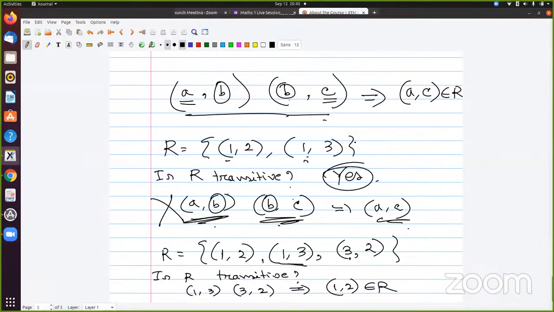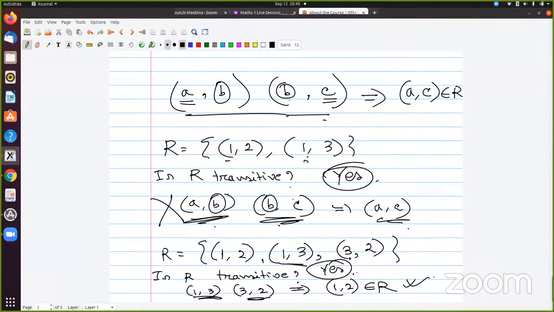So what I am saying, 1 comma 2 must be there. Is it there? Yes, sir. Is there any other pair for which we have to check this type of pair? No, sir. It's just 1 comma 2. There is nothing left, right? We have checked everything. So there are only such pairs A comma B and B comma C for which I have taken A comma C into account, and it is inside R, so I can say it is transitive.